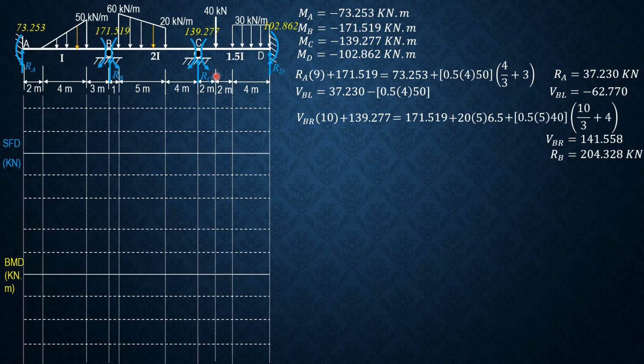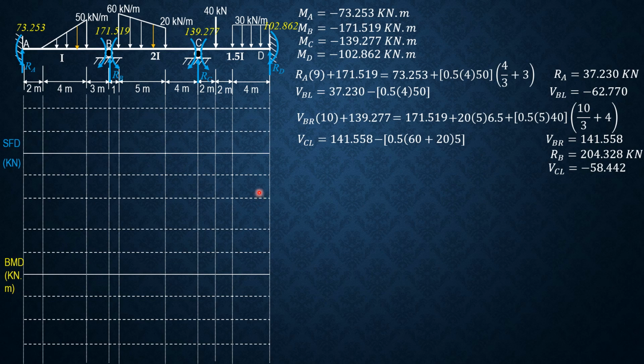Then for shear at C just to the left, let's consider BC. It is downward positive, so it is shear at B just to the right. So again, shear at C just to the left is shear at B just to the right, 141.558, minus the area of this trapezoidal loading, so minus 0.5 of quantity 60 plus 20 times 5.